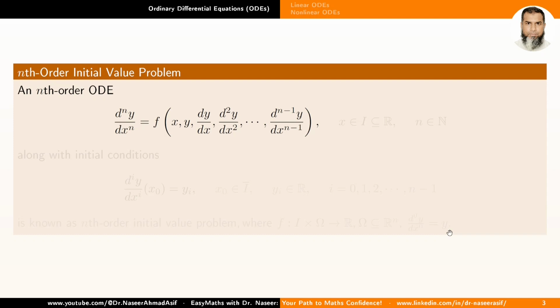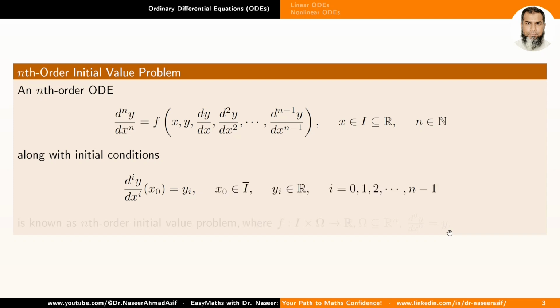An nth order ODE, d^n y by dx^n is equal to f of x, y, dy by dx, d^2 y by dx squared, up to d^(n-1) y by dx^(n-1), where x belongs to I, a subset of R, n belongs to N, along with the initial conditions d^i y by dx^i of x naught is equal to y_i, where x naught belongs to I closure, y_i belongs to R, i is 0, 1, 2 up to n minus 1, is known as nth order initial value problem, where f is a map from I cross omega to R. Omega is a subset of R^n. Also, d^0 y by dx^0 is equal to y.